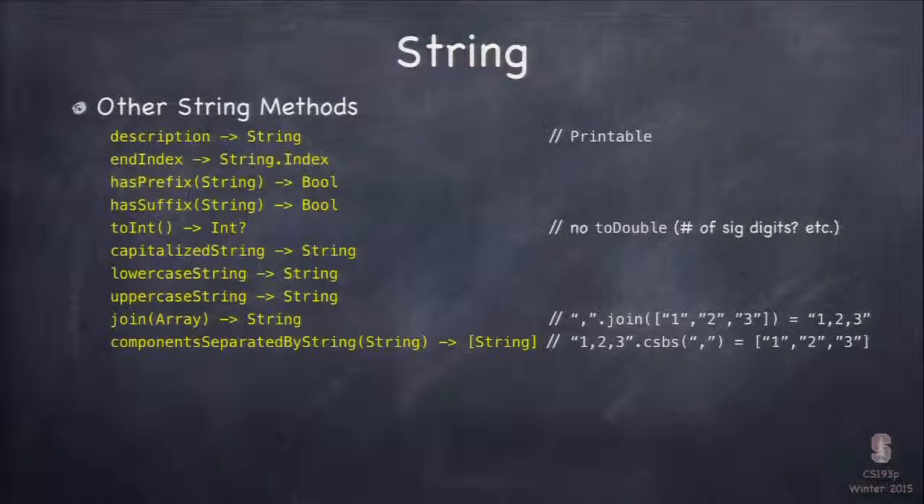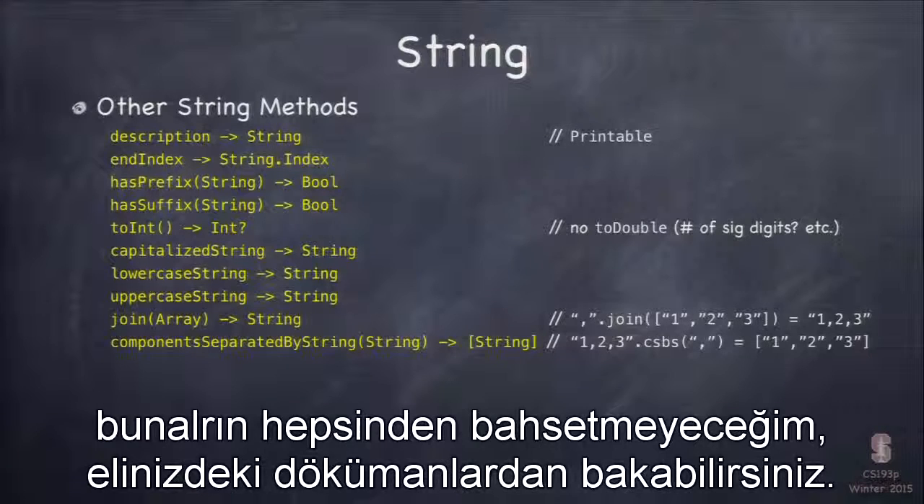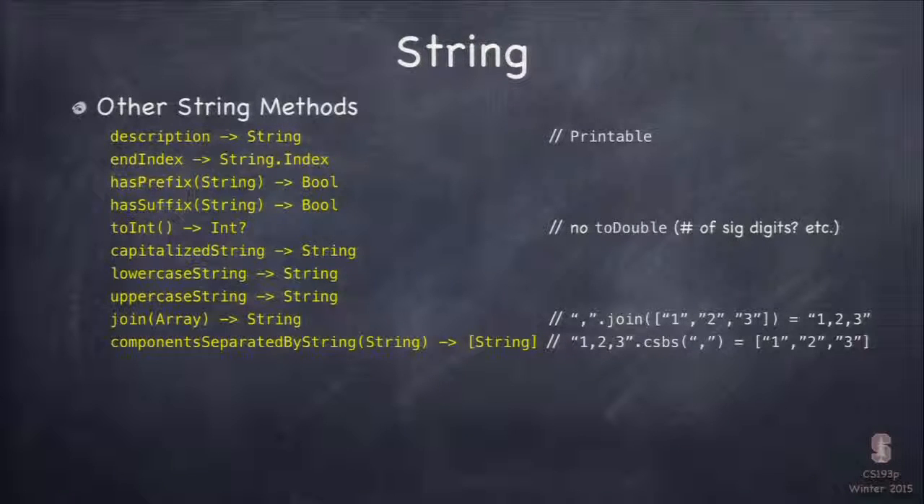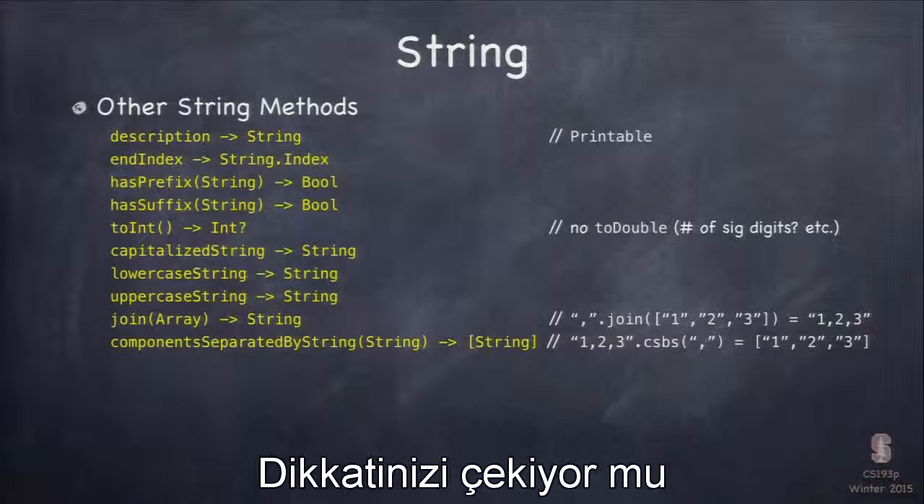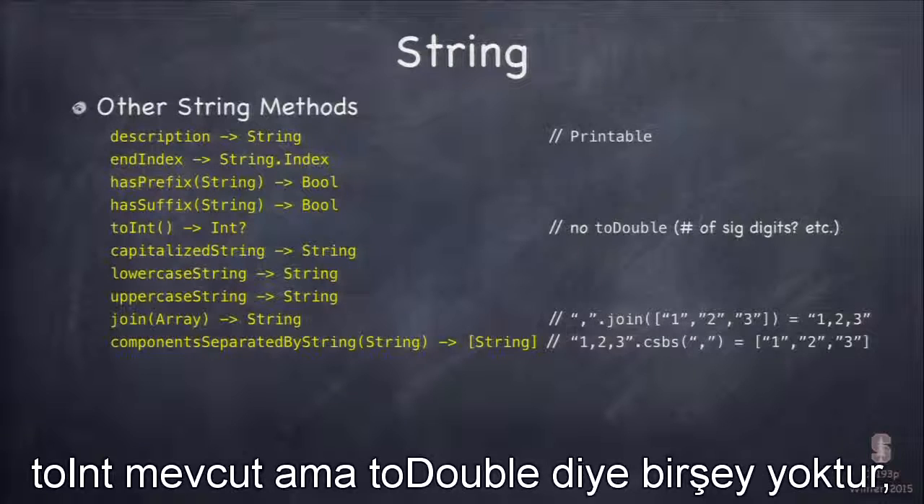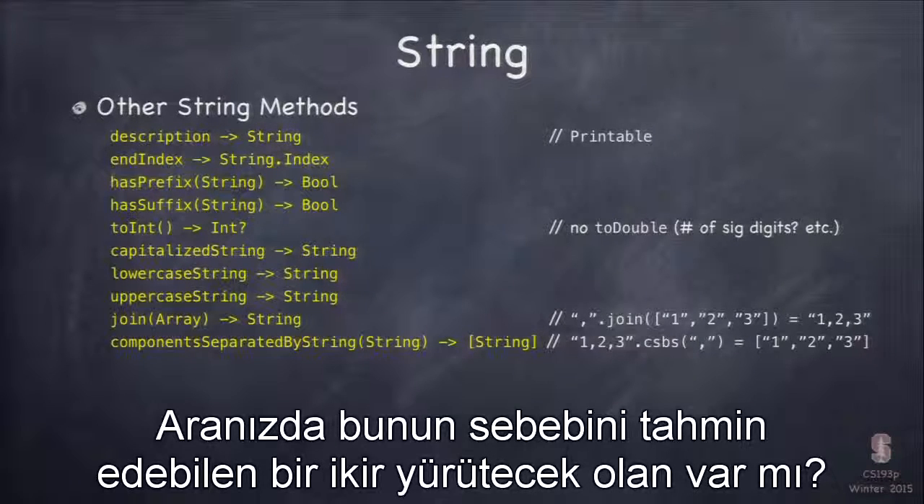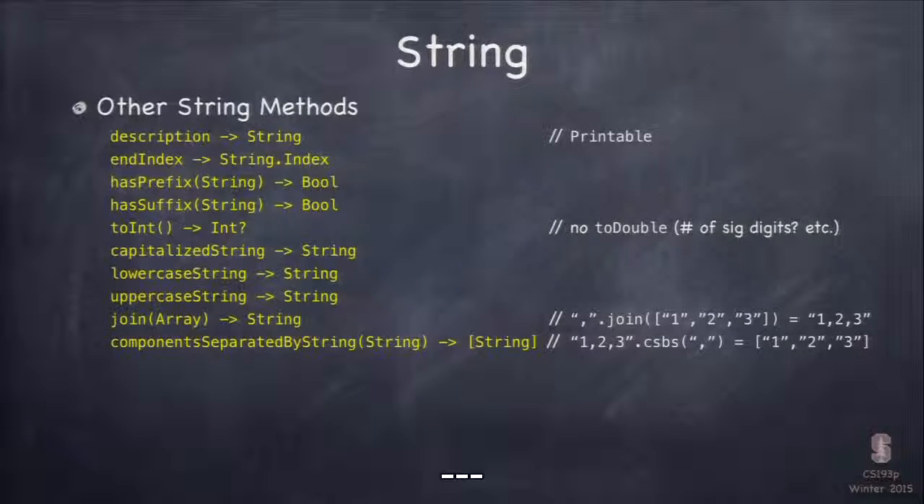Other string methods, I'm going to start blasting through a lot of this. You can look these all up in the documentation. Some of these it actually gets from NSString, which I'm going to talk about in a moment. You can see that you can find the end index. There's that join I talked about before. Notice that there's 2 int, but not 2 double. Why is there 2 int in string and not 2 double? Anybody have an idea why that is?